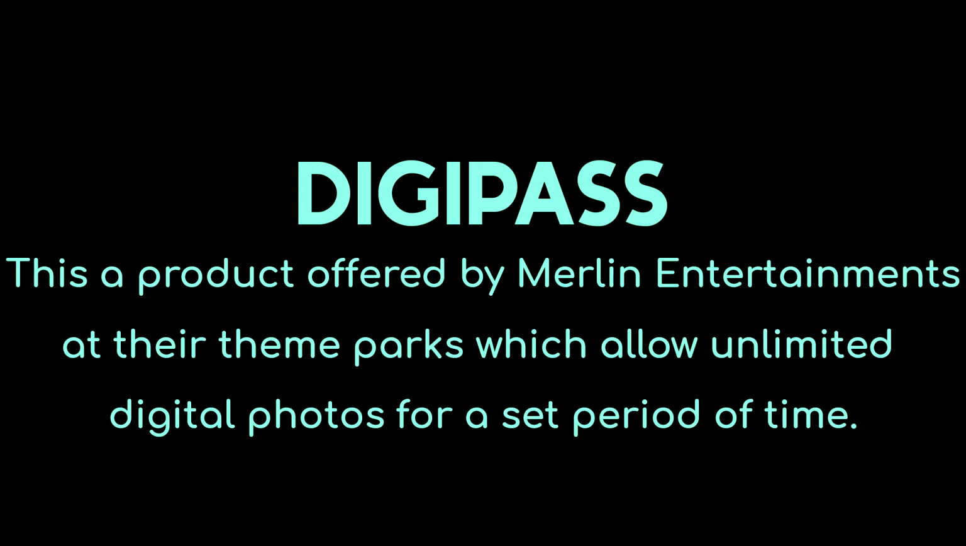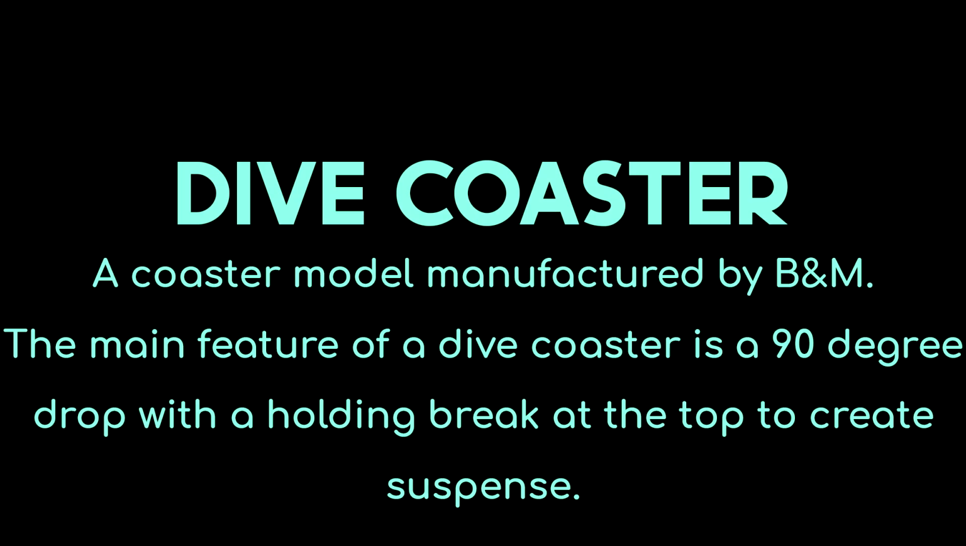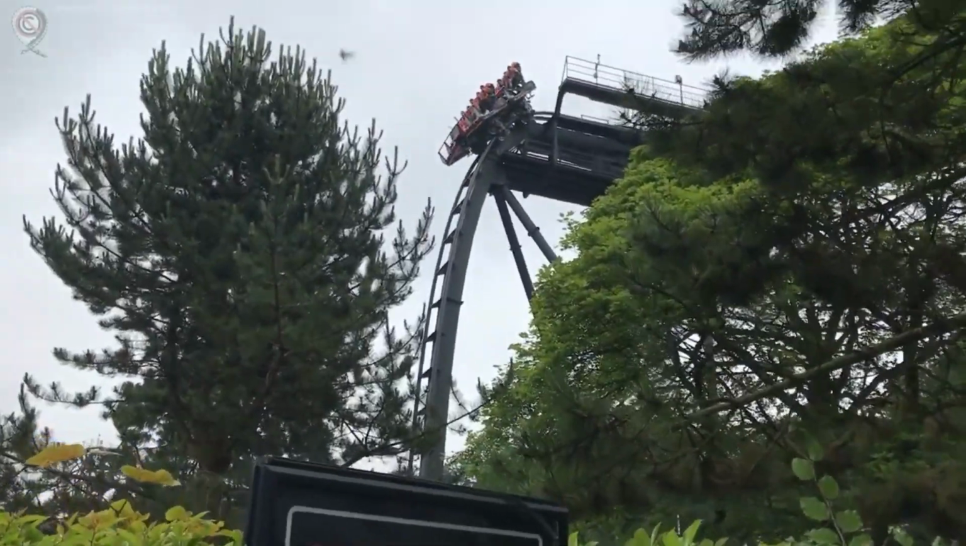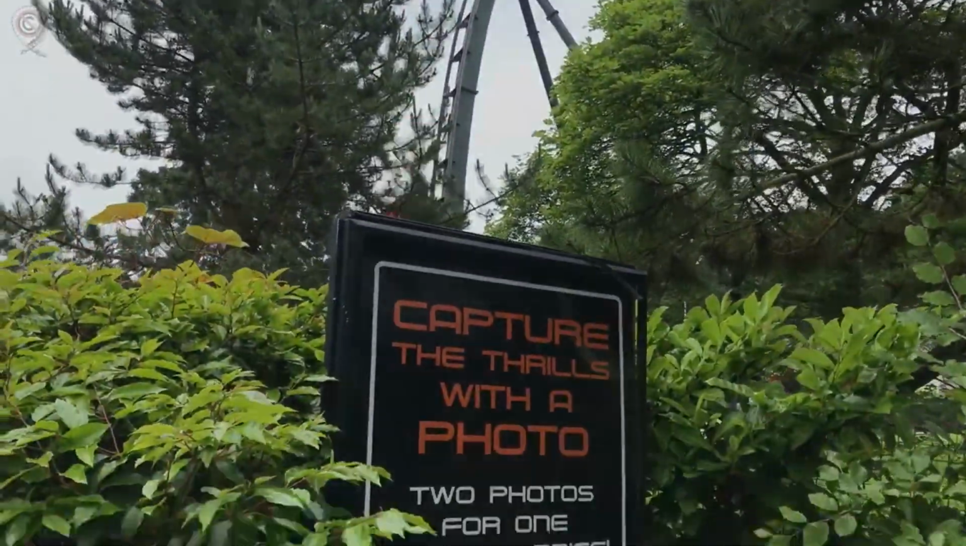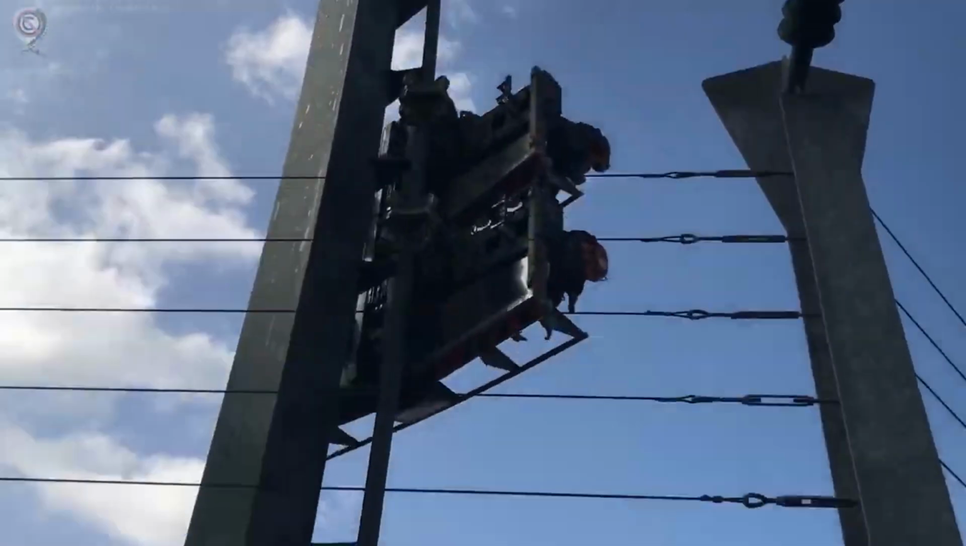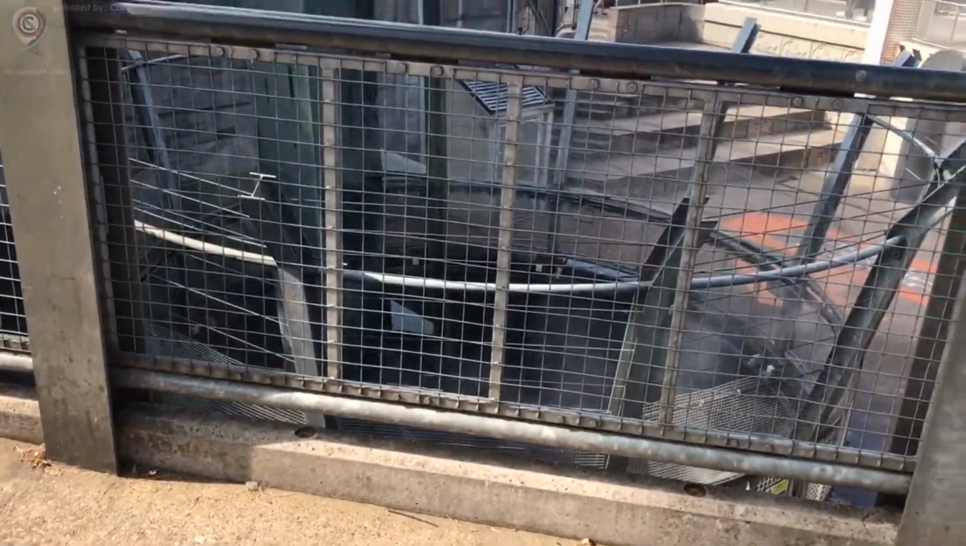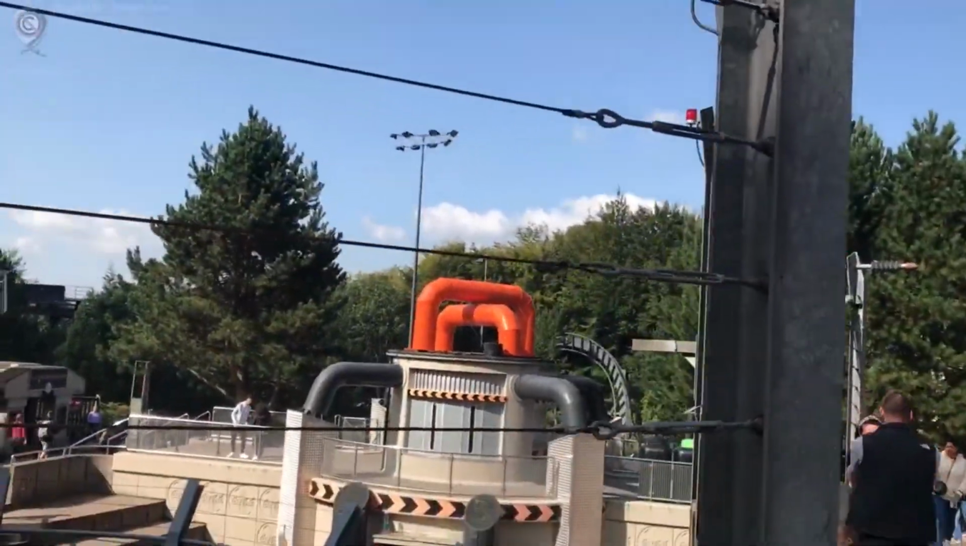Digipass. This is a product that Merlin Entertainment offers at their theme parks, which allows unlimited digital photos for a set period of time. Dive coaster. A dive coaster is a coaster model produced by roller coaster manufacturer B&M. The main feature of a dive coaster is a 90-degree vertical drop with a holding brake at the top. The best example of a dive coaster is Oblivion at Alton Towers due to its simplicity, but newer dive coasters include other elements like inversions.